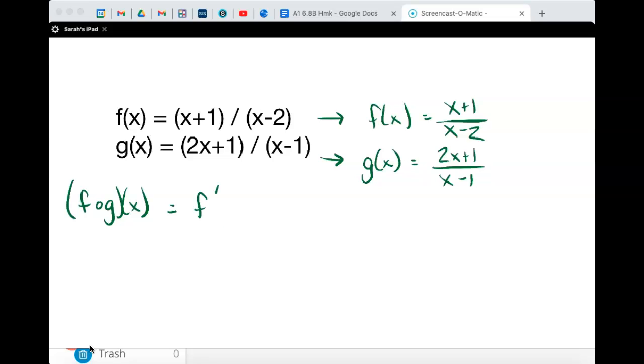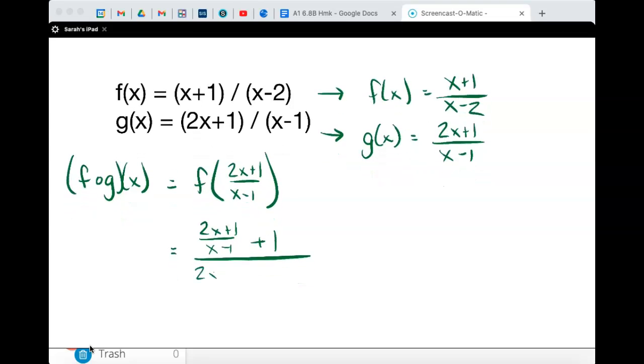So remember, I can have f of g of x, where the g of x function is 2x plus 1 over x minus 1. So that fraction is going into every x value in the f function. So we're going to have fractions in fractions, and it's going to look weird. Instead of x plus 1, I have a fraction, 2x plus 1 over x minus 1, plus 1, and then over the same thing. Okay, so basically plugging g of x into f of x, and this is what I get out. I need to simplify this down as much as possible.